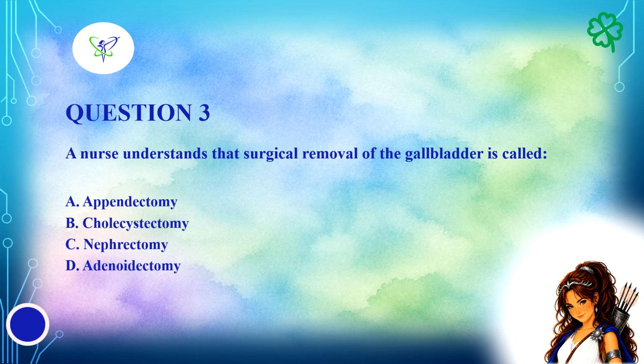Question 3. A nurse understands that surgical removal of the gallbladder is called A. Appendectomy, B. Cholecystectomy, C. Nephrectomy, or D. Adenoidectomy. I'm going to say B. Cholecystectomy. And we're right. Cholecystectomy is surgical removal of the gallbladder.